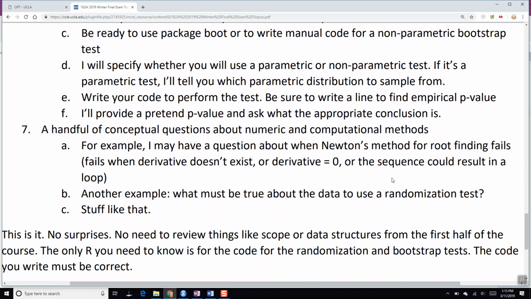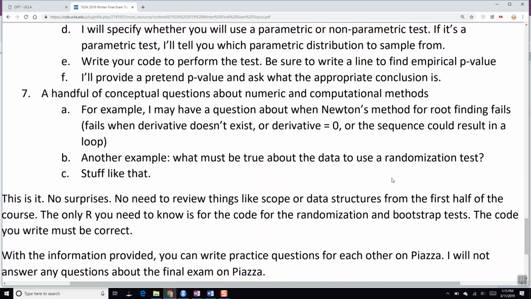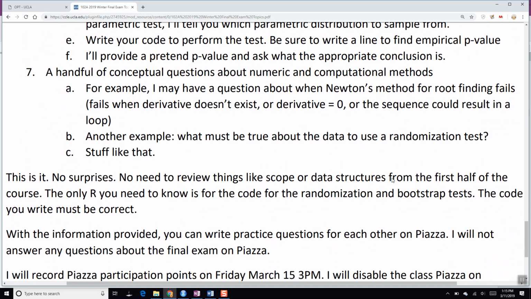No questions. All right. And then the last bit, there's just going to be a handful of questions covering some of the conceptual parts, the numeric and computational methods.